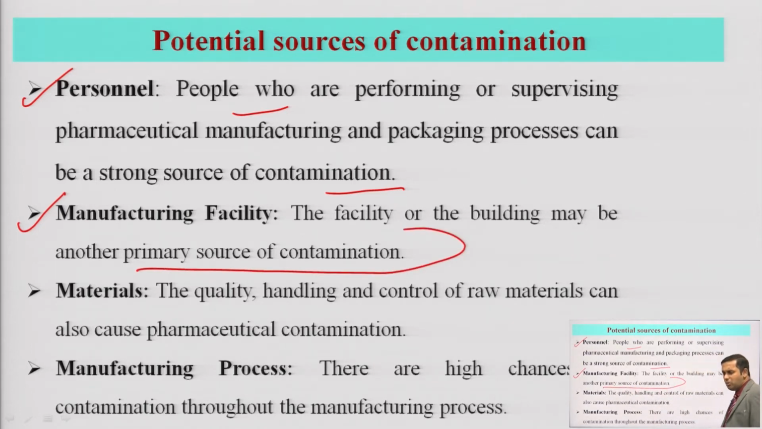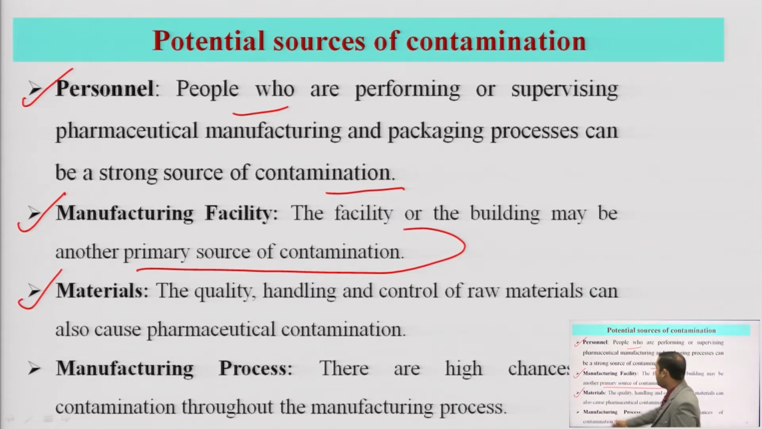How can a manufacturing facility become a potential source of contamination? The answer is that if your manufacturing unit is so old and the walls are not in proper condition, what will happen? The dust particles will come out from it. And also, if for a long period of time you have not cleaned, if you have not done the coloring and other things, in that scenario what will happen? The microbes will be kept in the walls. That is why the manufacturing facility matters.